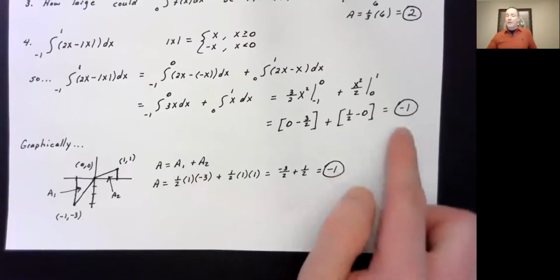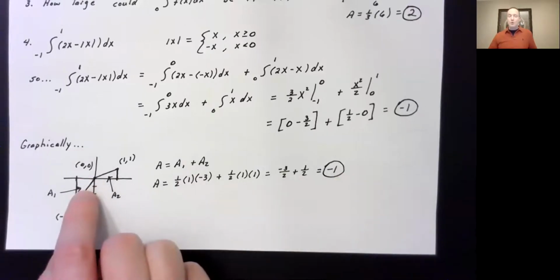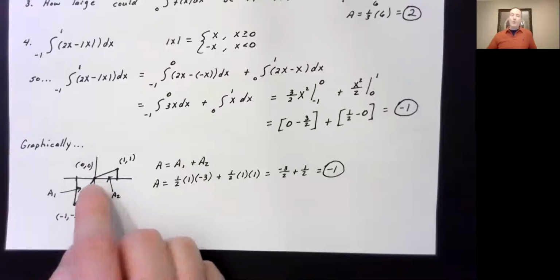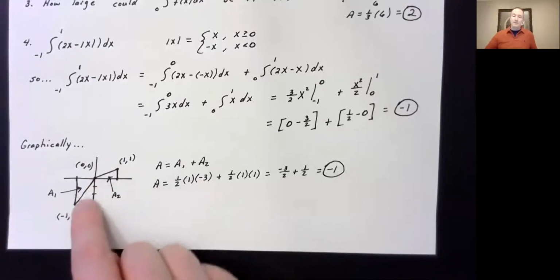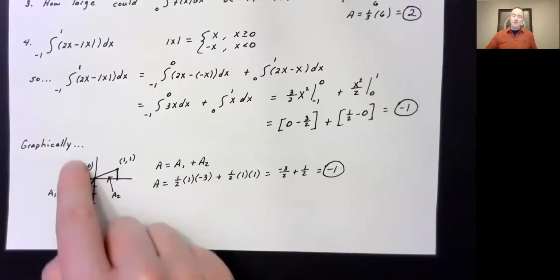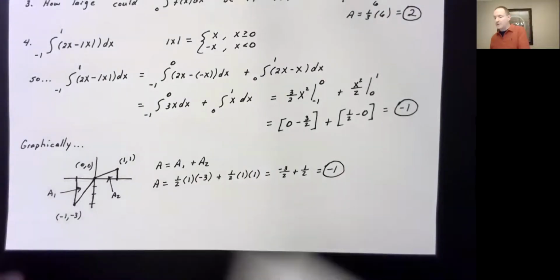And again, that answer of -1 just tells you that there's 1 square unit of area more beneath the x-axis than there is above the x-axis. And you can see, looking at my 2 triangles there, clearly the triangle beneath the x-axis has greater area than the triangle above the x-axis. That's why the overall area was negative.